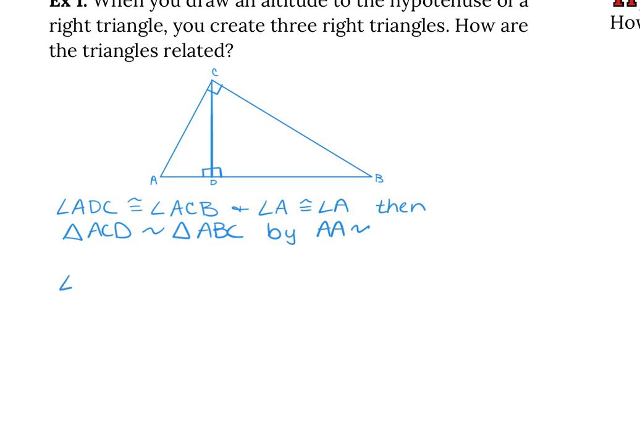Right, we're also able to say that angle CDB is congruent to angle ACB because those are both right angles, and we are able to say that angle B is congruent to angle B because they're both the same angle. Because we can say that those 2 angles are the same, then we are able to say that our other set of triangles are similar.